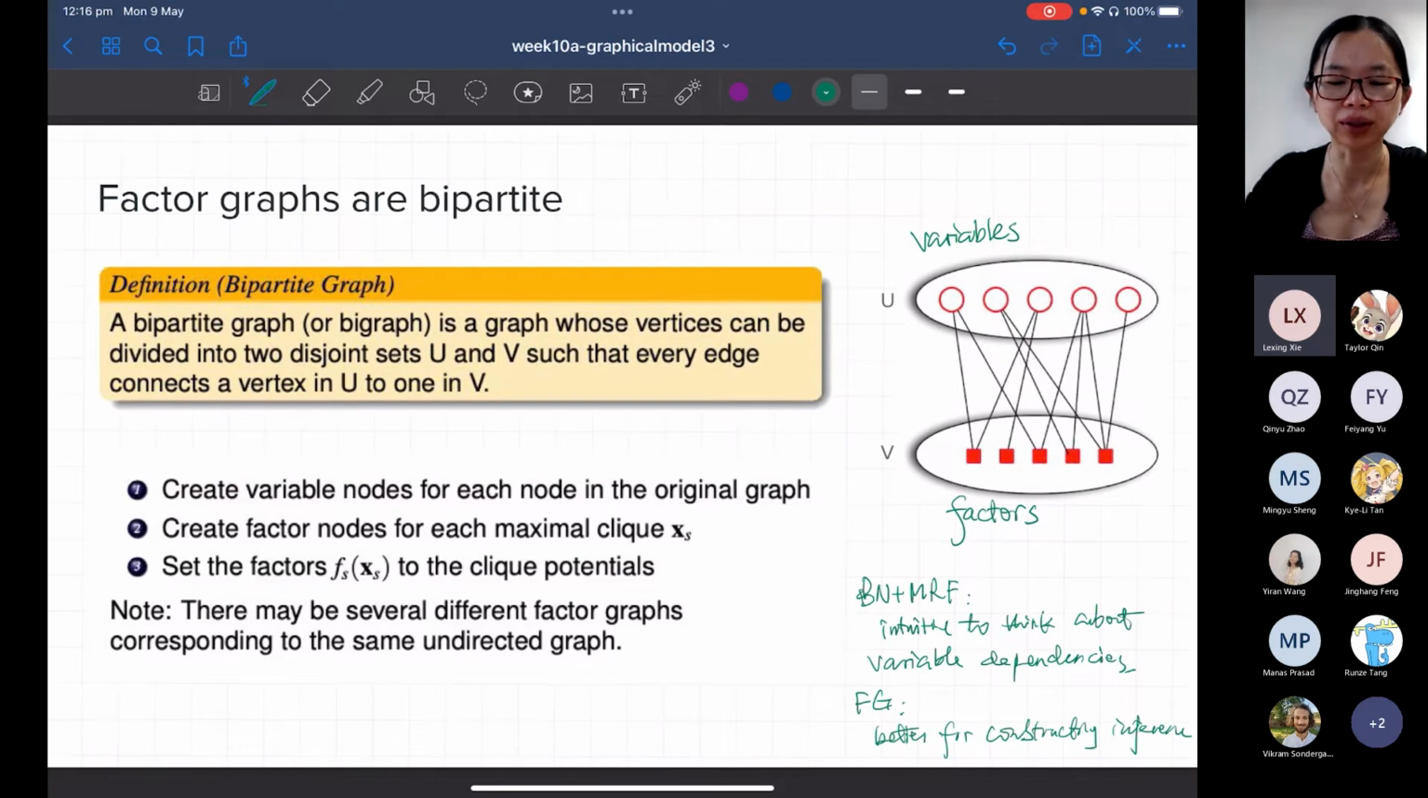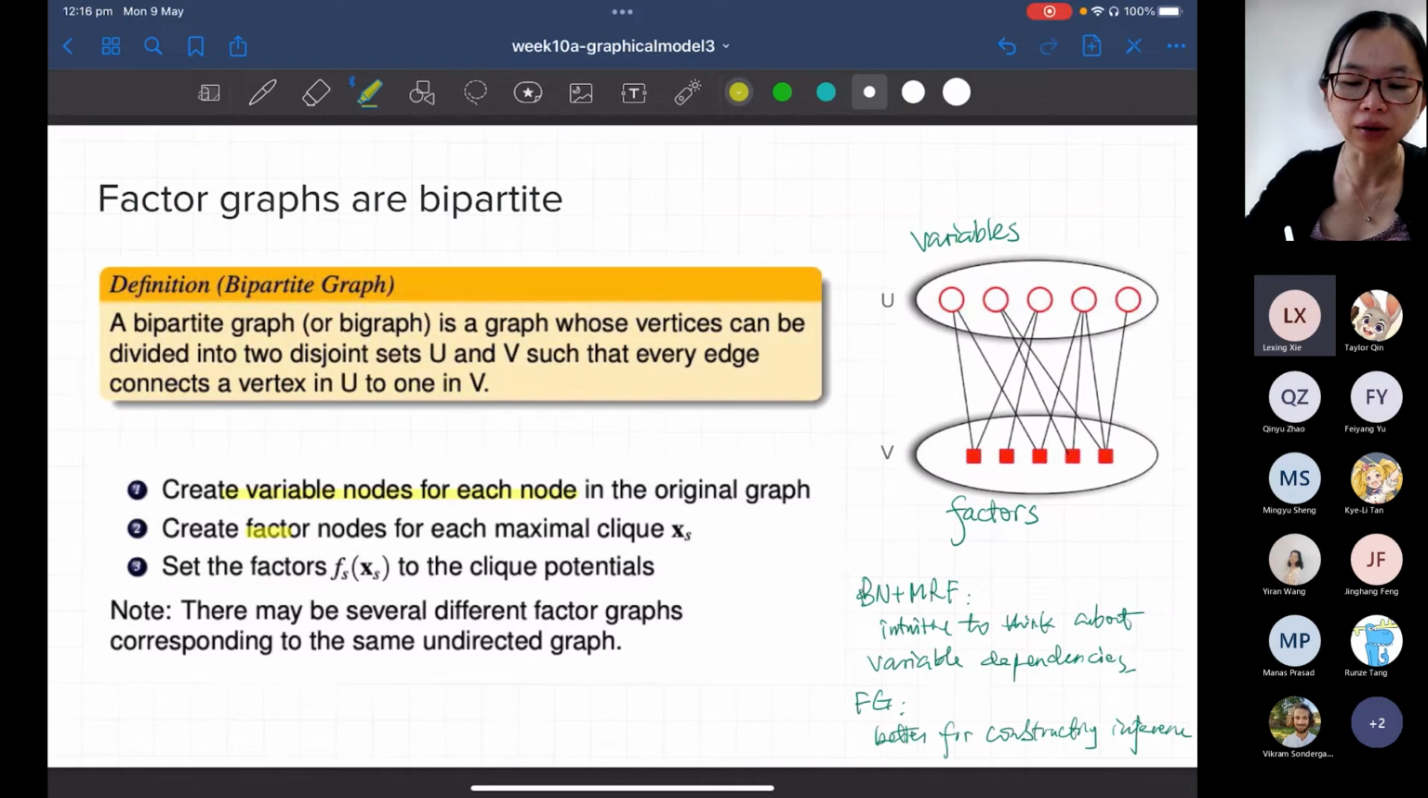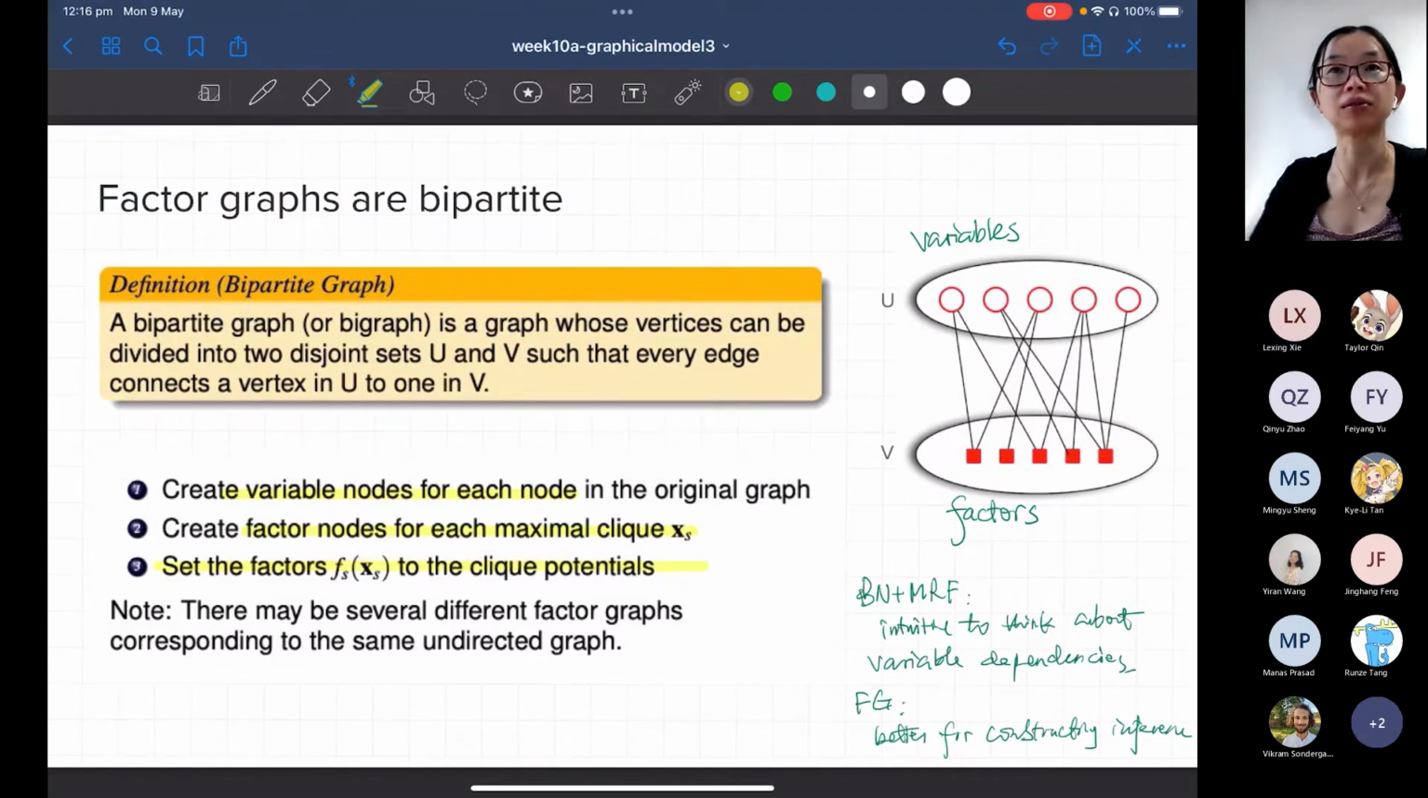So what we do here for, let's say, an undirected graph, is create variable nodes for each node. Okay, now extra work is done. And then we can create factor nodes for each maximal clique. And then we set the factor potentials. That's basically just a different way of looking at the same undirected graph.